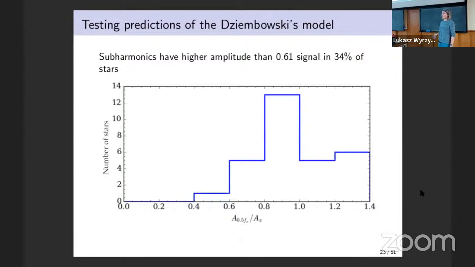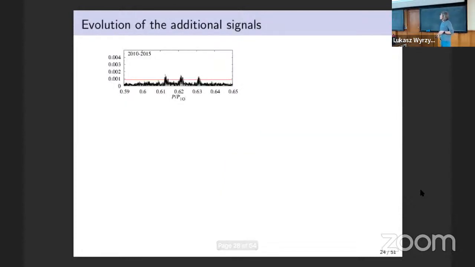Here is a distribution of the amplitude ratio between those subharmonics and those additional signals. In 34% of the stars from my sample in which we have subharmonics, the amplitude of the subharmonic is higher. So it is also a strong argument that these are not really subharmonics, but really signals that cause the variability. Also, as I mentioned in the introduction, those signals are wide. They are not coherent peaks. They are a wide bunch of signals, and what it means is that they vary in time.